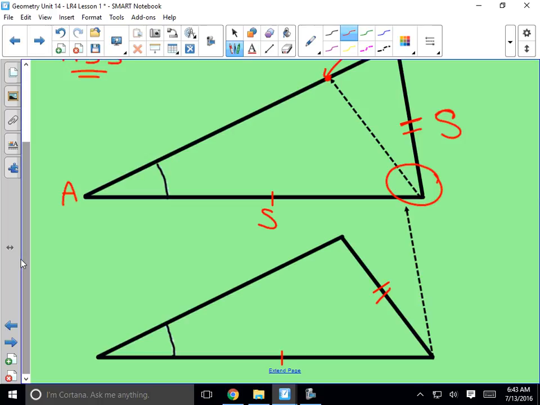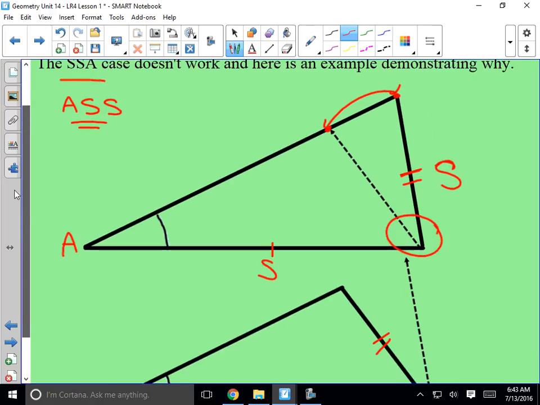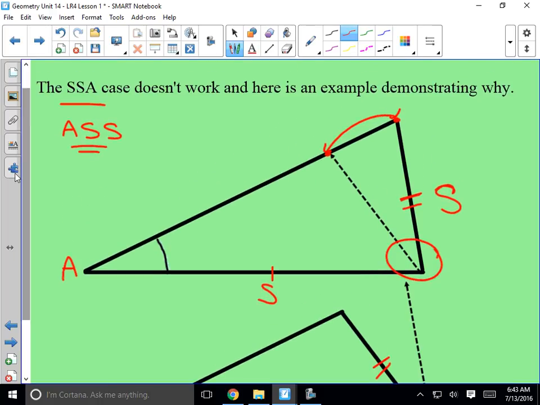Because if we look at these two pictures, these are two triangles that are both built with an angle and then two sides that are not included with that angle. One of the sides is, but the other one isn't. And that's why the ASS or the SSA congruence idea does not work like the other two to give us perfect matching triangles.